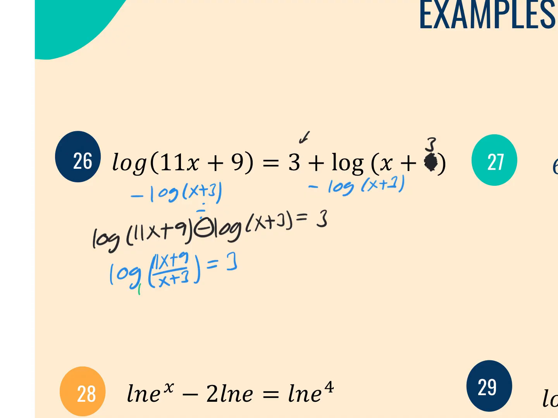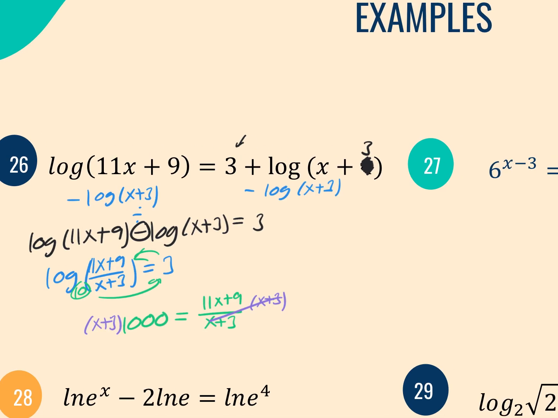I can very easily just convert this to exponential. Base 10 to the power of 3 equals that expression. So then I get 10 to the power of 3, which is 1,000, equals 11x plus 9 over x plus 3. And then what we can do is multiply both sides by x plus 3, and that cancels out over here. And then we can distribute 1,000, and then we get 1,000x plus 3,000 equals 11x plus 9.